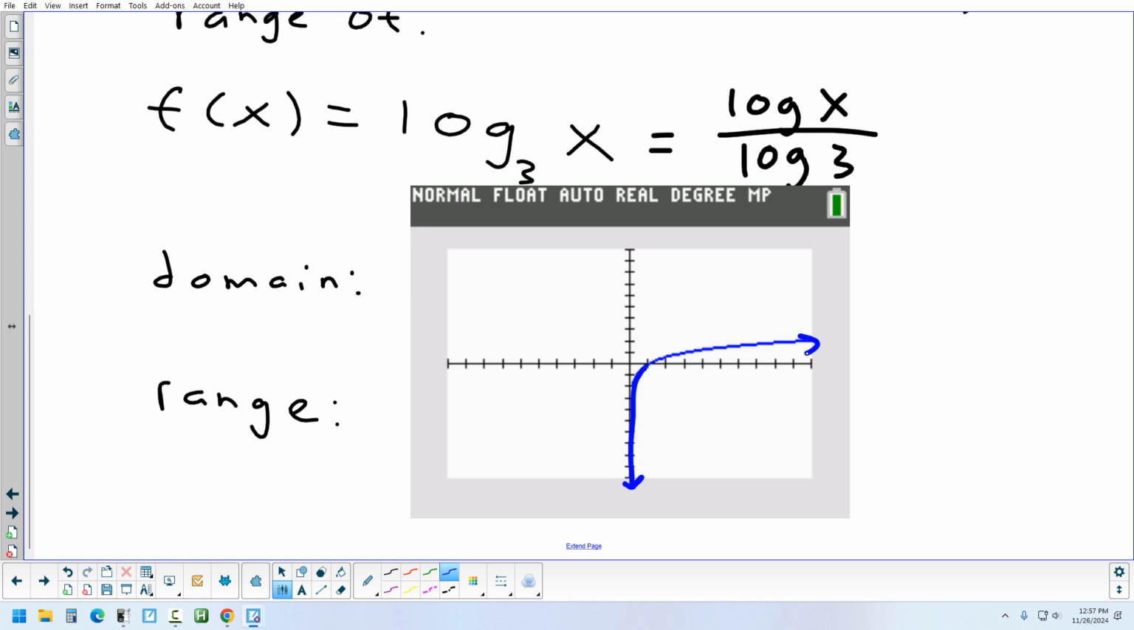So when you graph a log, functions always have one of those. Does anybody remember what you call that red dotted line? Asymptote. It's an asymptote. Yep. Log functions always have a vertical asymptote.